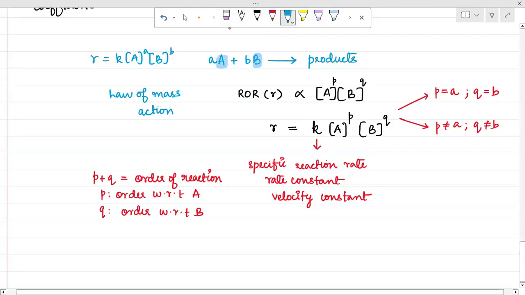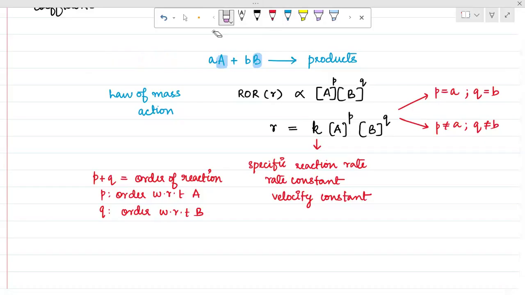But there can be cases where it is entirely a new number, some random number p and some random number q. We cannot determine that by just looking at the reaction. We cannot determine the powers of the rate expression from the law of mass action by just looking at the reaction. This is something entirely derived from the experiment. It's an experimental value. Okay, p and q, both of these are experimental values.